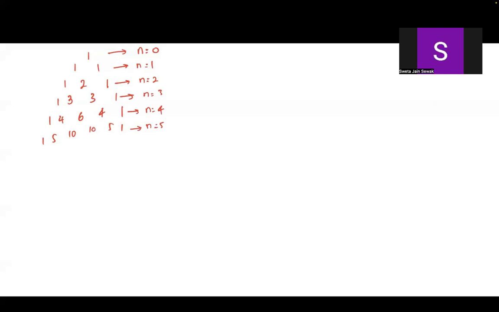So if I give you a question, let's say expand a plus b to the power 5. Let's make it to the power 4. So then this is my power n, which is 4. And we can see that there are 5 coefficients over here, 1, 4, 6, 4, 1. So you can actually write all these coefficients, 1, 4, 6, 4, 1.